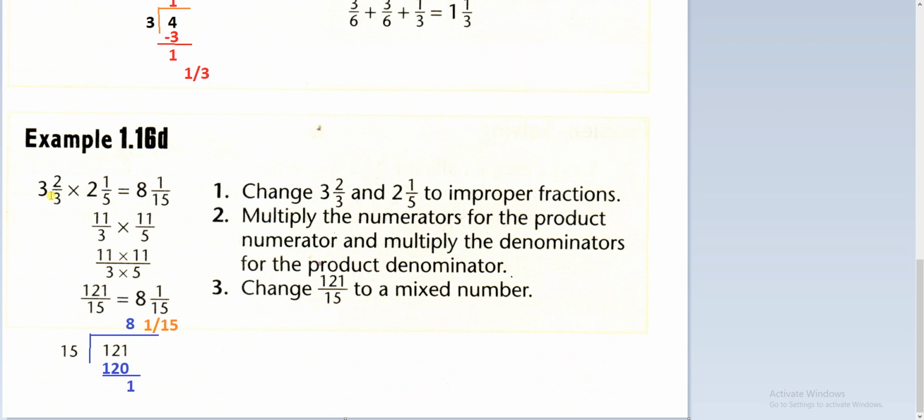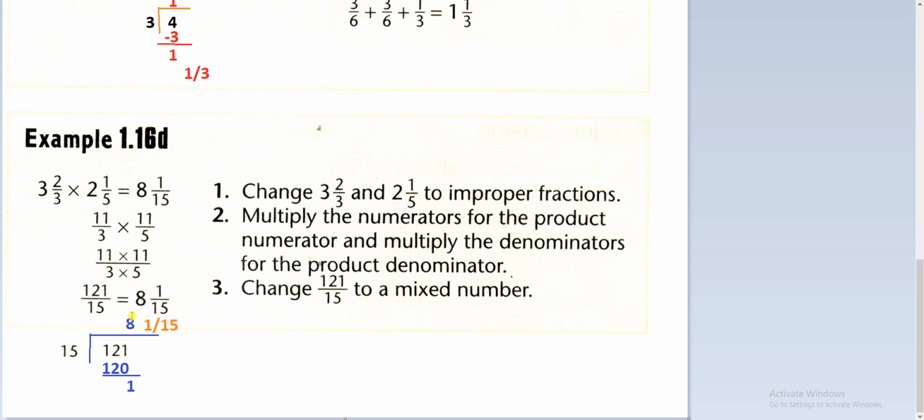Okay, now in this problem, you've got two mixed numbers. So you do the same thing you did before. You times 3 times 3, which is 9, and then you add the 2, so that gives you 11 over 3, and then 2 times 5 is 10, plus 1 is 11, so you get 11 over 5. And then you just times it out, and again you check to make sure there's no way to cross multiply and reduce it, and since there's not, you get 121 over 15.